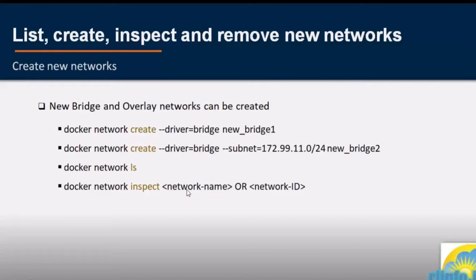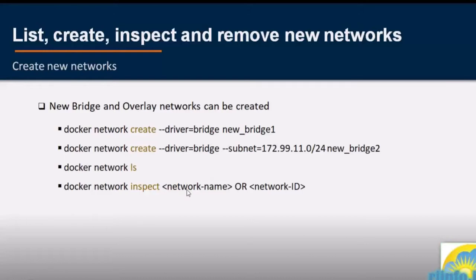We can create a new network with the docker network create command. There are options like --driver or -d, which is used to specify the driver to manage the network. If you don't specify the driver, it defaults to bridge. We also have the --subnet option, which is used to provide the subnet in CIDR format that represents a network segment.